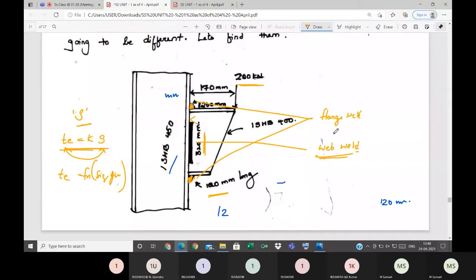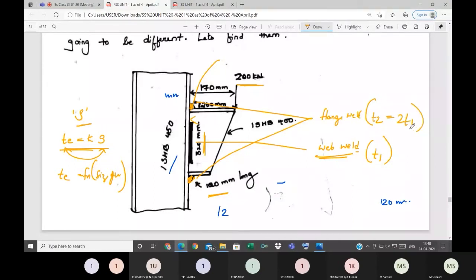Okay, flange weld is 120, web weld is 320. And moreover, we do not know the throat thickness of the weld. For example, the web weld has T1 and the flange weld has T2 as the throat thickness. And just assume that it is two times T1.